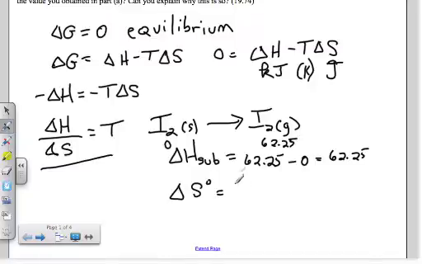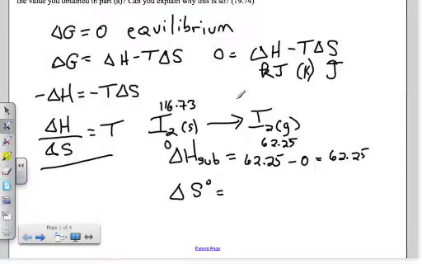Products minus reactants. So we would do the same thing with S. I'm going to write it above. You look up your absolute entropies in the back. And for the solid, it is 116.73.